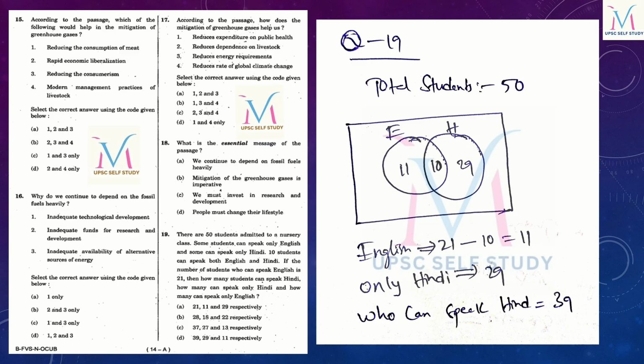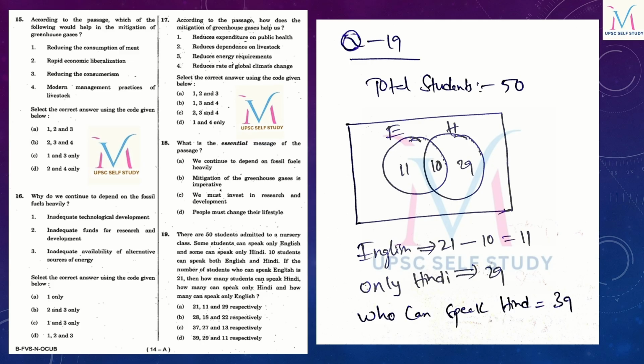Mitigation means reducing the seriousness. Okay, the options are: reducing the consumption of meat, rapid economic liberalization, reducing the consumerism, modern management practice of livestock. So for this the option C is correct. So 1 and 3, reducing the consumption of meat and reducing the consumerism. So if you read the passage you can understand. Okay, so for the 15th question the answer is C.